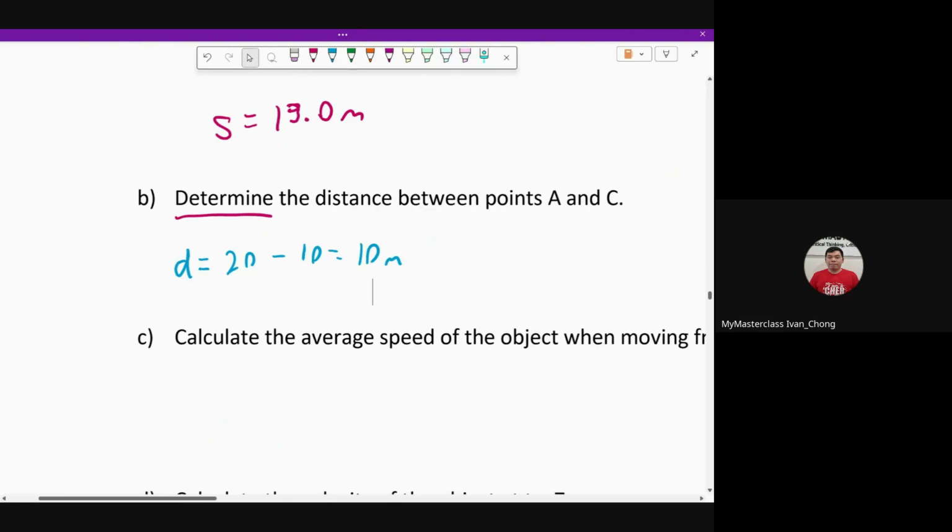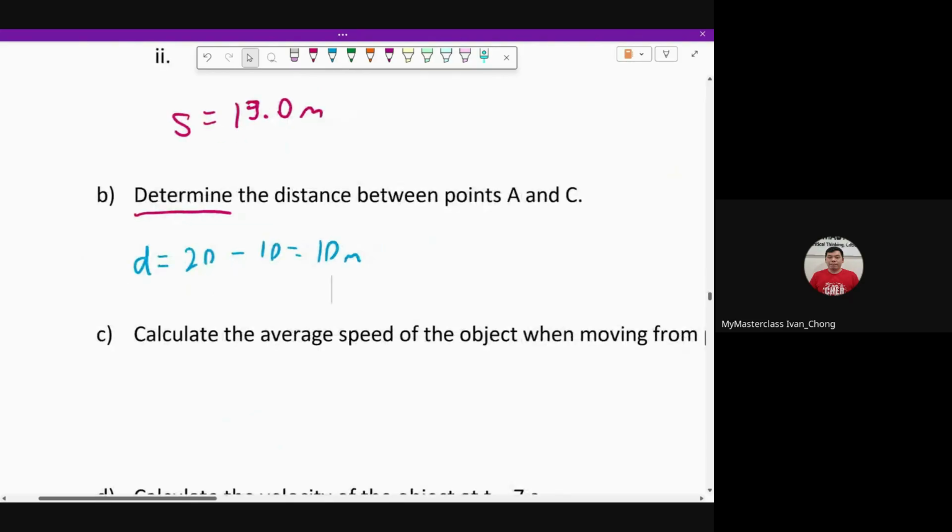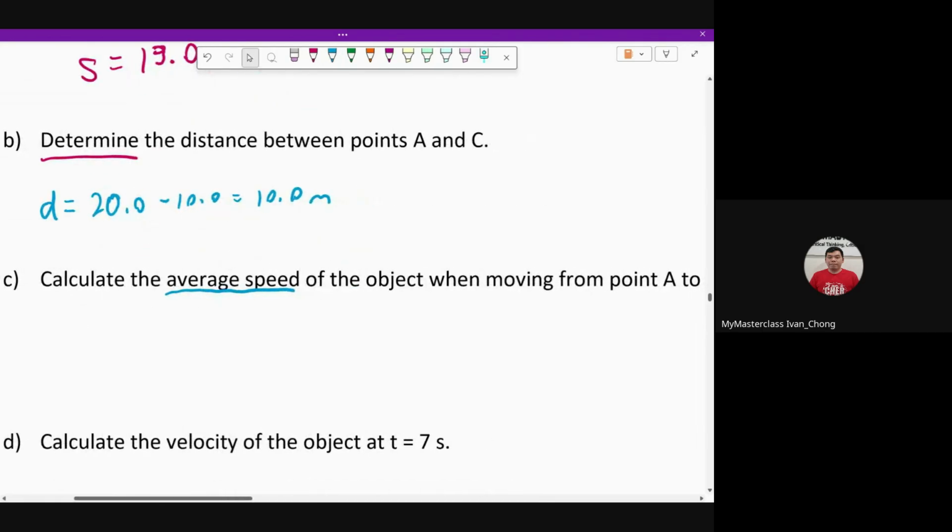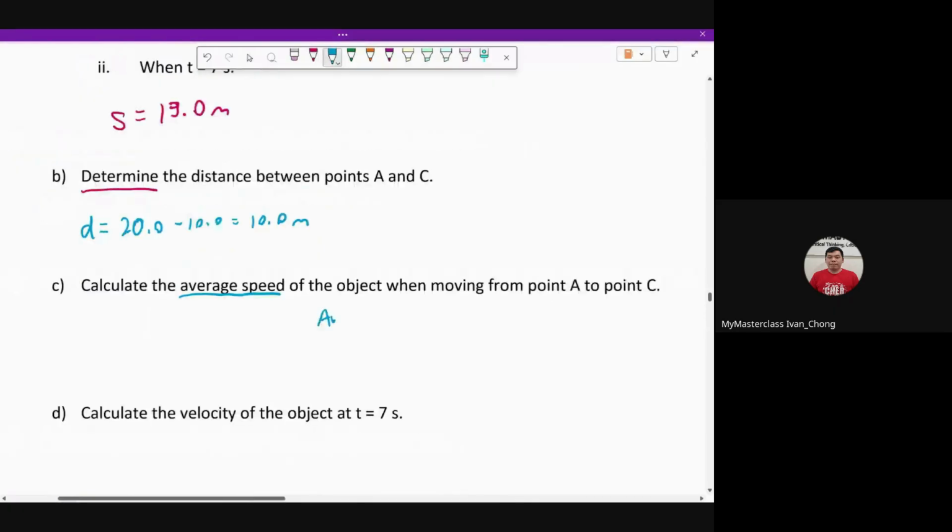Okay. If you want to be a bit more specific, it will be 20.0 minus 10.0, which gets 10.0 meters. So average speed. Every time you see certain phrases or keywords, just take note: when you see average speed, write down the formula first. Total distance over total time. Okay, and it is from A to C.